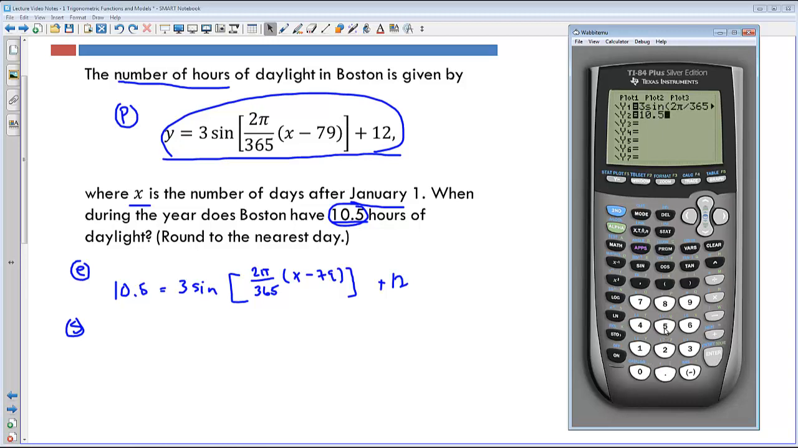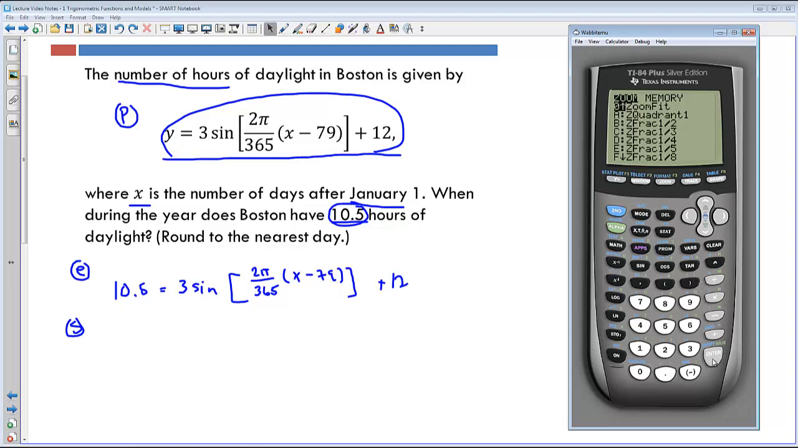And then here's where you have to think. Once we have the right side of the equation in here, then we have to make our window. Now, remember, this represents the number of daylight hours in a year, and x is the number of days. So for my x min, I'm going to put 0, so that starts at 0 days. And then x max, I'm going to put 365, because this was counting out the days of a year. And then I'm going to hit zoom and zoom fit, because I have no idea what the output should be.